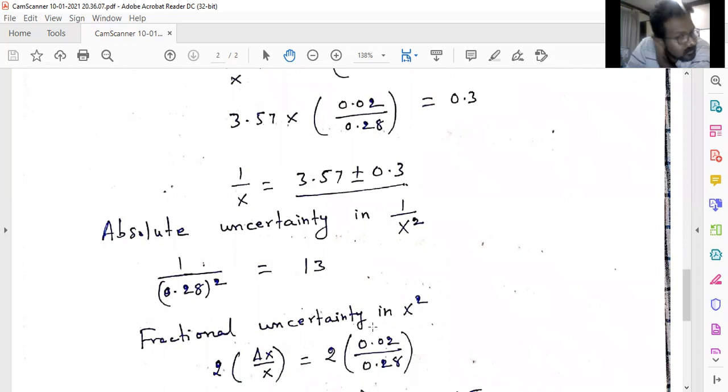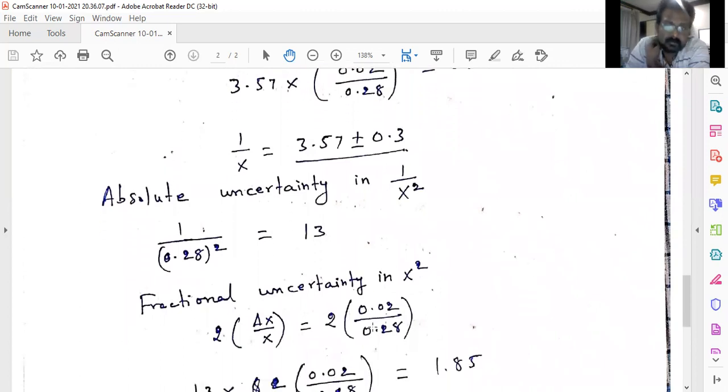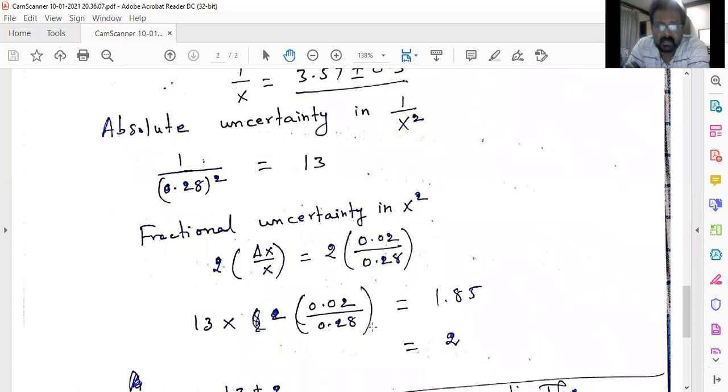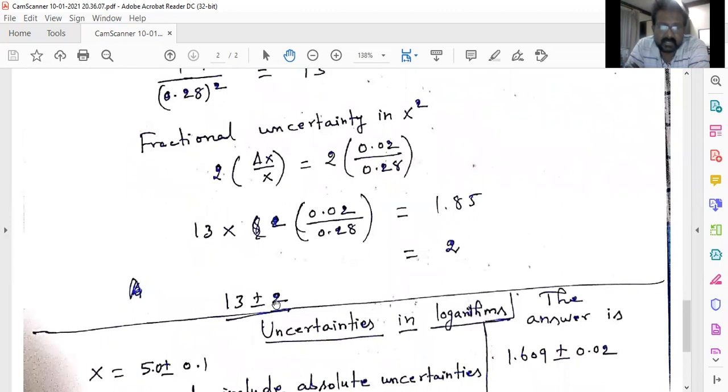And then the absolute uncertainty in 1 over x square. So again, if you look at the x value, that is 0.28. So 1 over 0.28 the whole square is equal to 13. So again, the same still applies: the 1 over x square value times its fractional uncertainty. So the fractional uncertainty in x square is 2 del x over x, and then you calculate the fractional uncertainty, then multiply with its 1 over x square value, you get the absolute uncertainty. It is equal to 2, and it is written as 13 plus or minus 2.